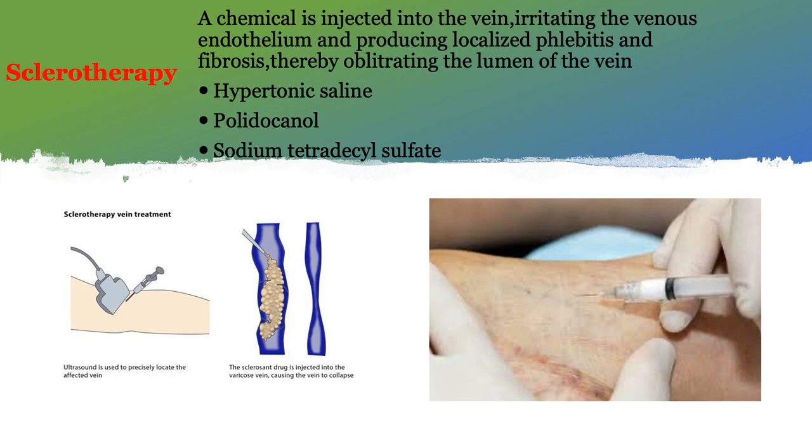Now, sclerotherapy. What is sclerotherapy? In sclerotherapy, a chemical agent is injected into the vein, irritating the venous endothelium and producing localized phlebitis and fibrosis, thereby obliterating the lumen of the vein. Okay? Examples of sclerosing agents used: hypertonic saline, polidocanol, sodium tetradecyl sulfate.